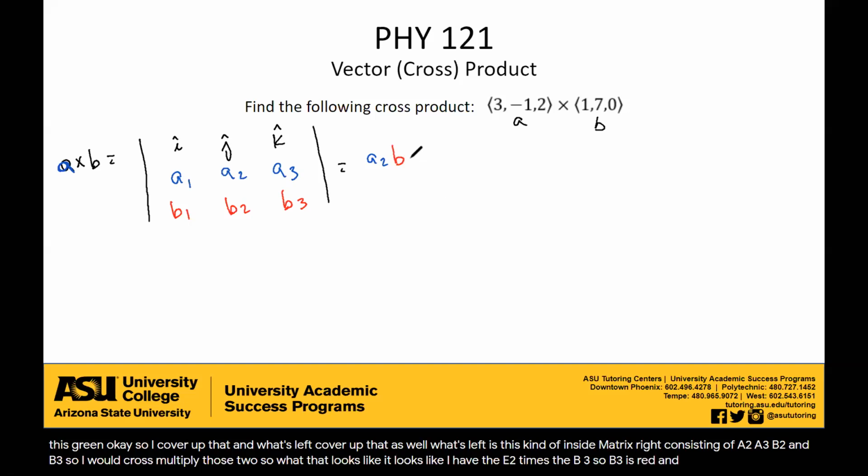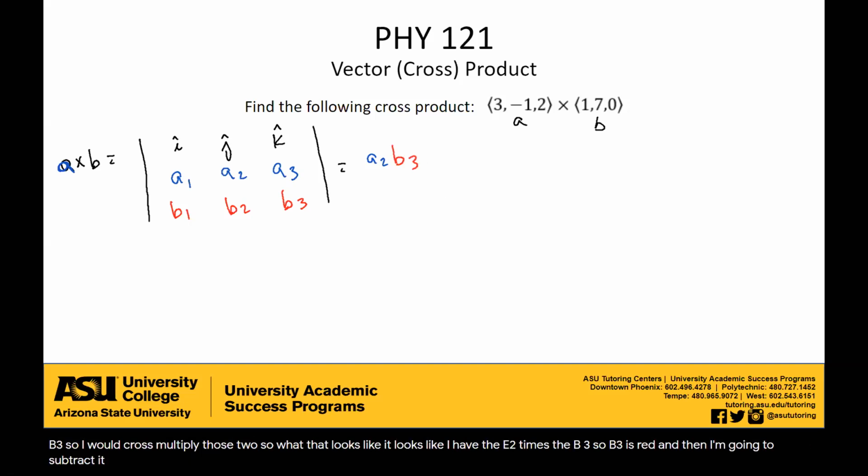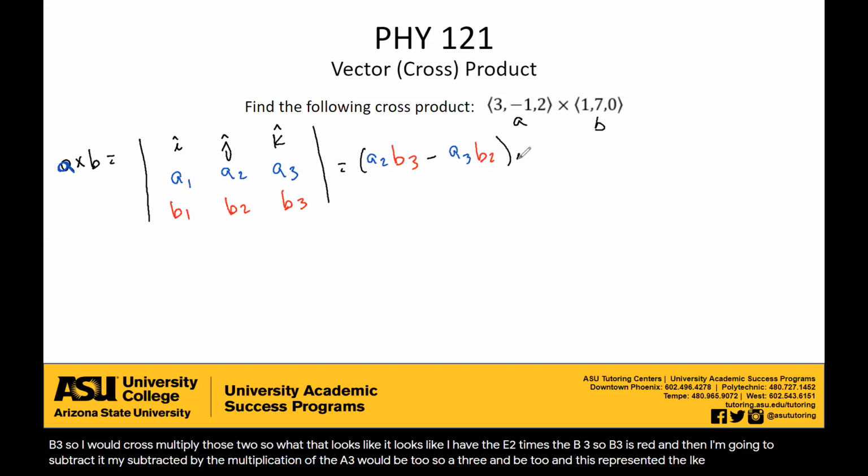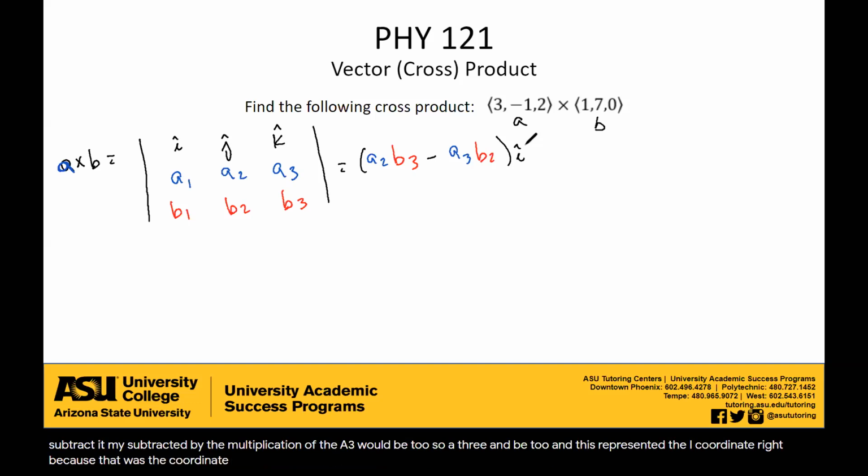And then I'm going to subtract the multiplication of A3 with B2. So A3 and B2. And this represents the I coordinate, right? Because that was the coordinate we blocked with our finger.